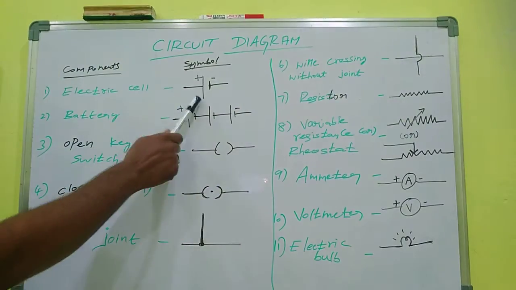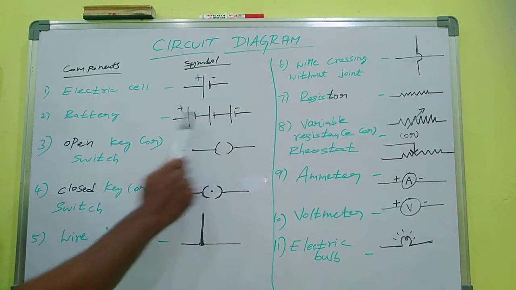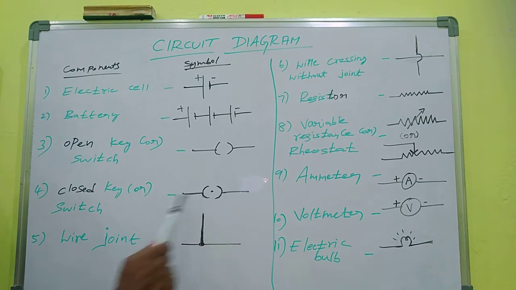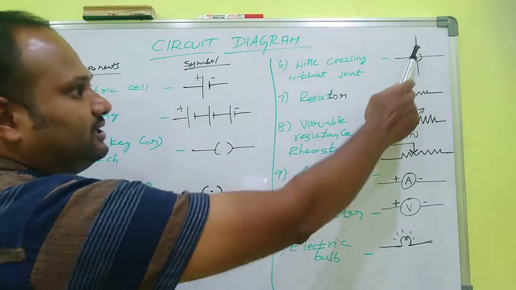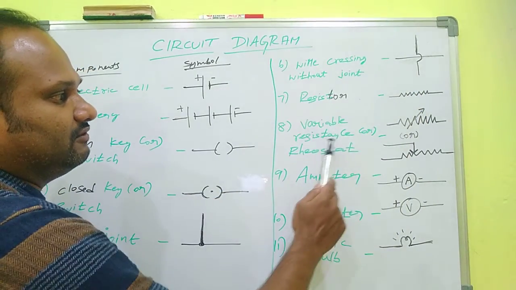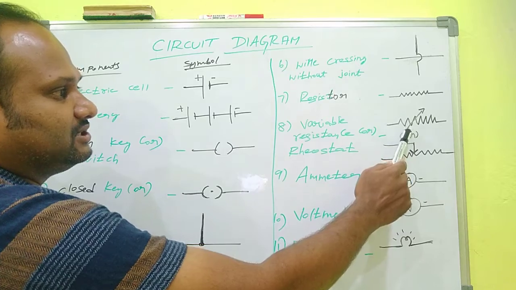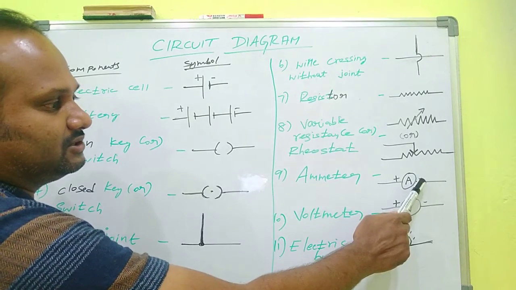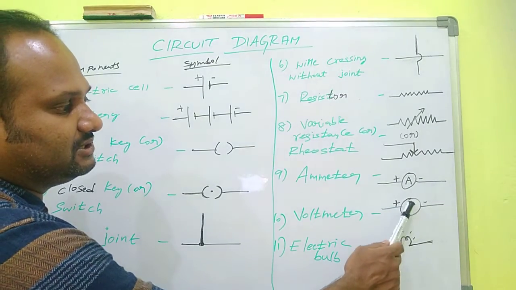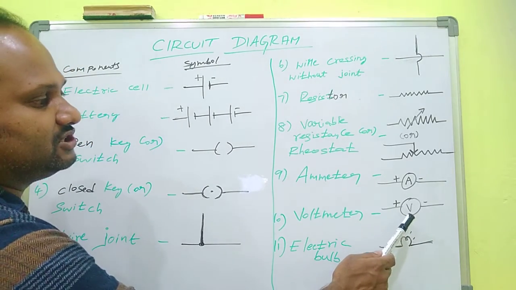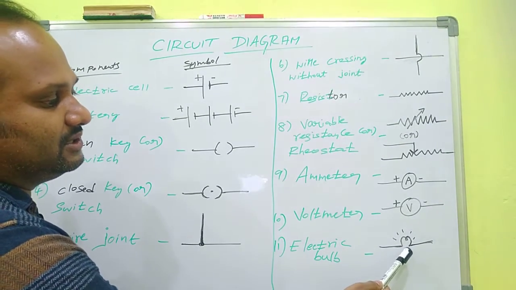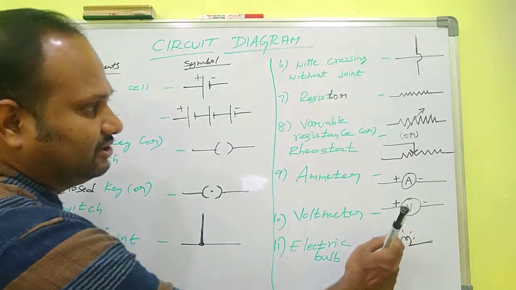So first one, electric cell; battery, two or more cells connected together to form the battery; open key or switch; closed key or switch by putting a dot inside the two brackets; wire joint, here the dot will be highlighted; wire crossing without joint, don't forget to draw the curve; resistor; variable resistance or rheostat, there is one arrow mark in the resistor; ammeter, A, plus minus symbol should be indicated; voltmeter, V, you should indicate plus minus symbol, used to measure the potential difference across the terminals; electric bulb with glowing, this symbol is used, without glowing you can erase these dots.